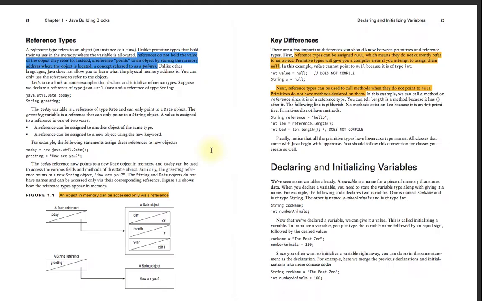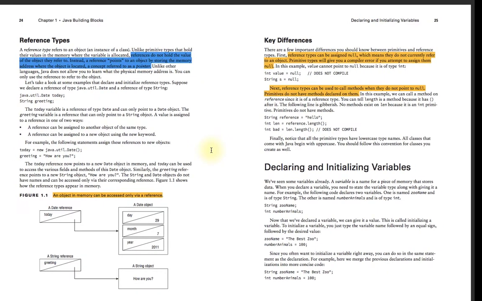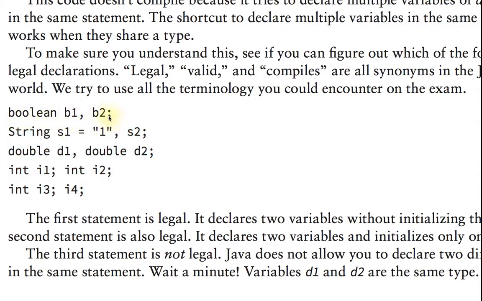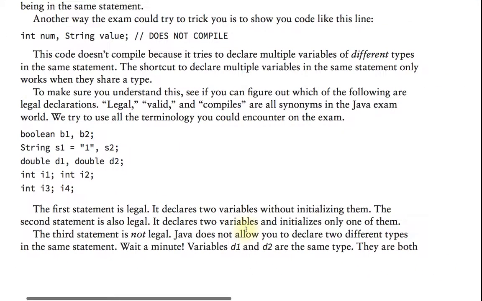Hope you understand this. That's a gibberish example, but still we are discussing it. Boolean b1, b2, string s1, s2 is fine. Double d1, d2 is also fine because they have the same data type with two variables associated to that data type. Int i1, int i2, int i3 is all fine. So what does this say? The third statement is not legal. Java does not allow declaring two different types in the same statement. So we must remove this double over here, and that should be good enough.